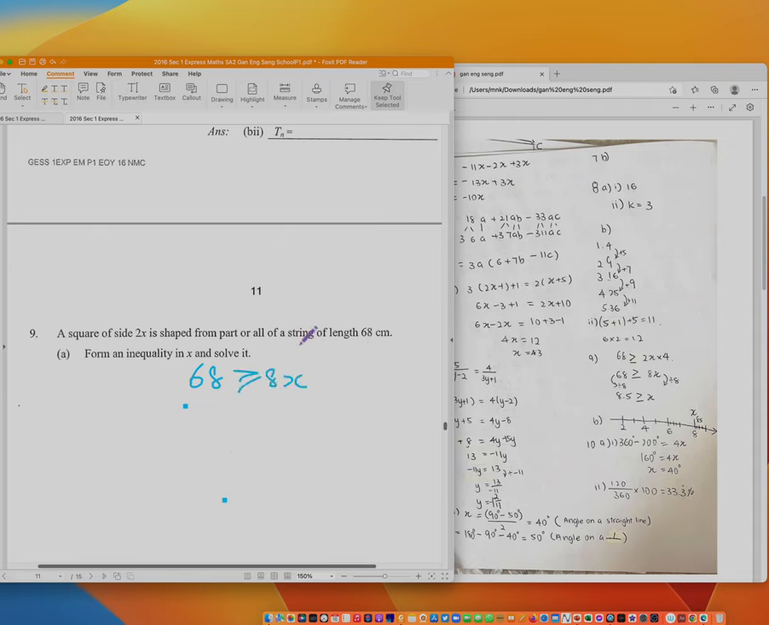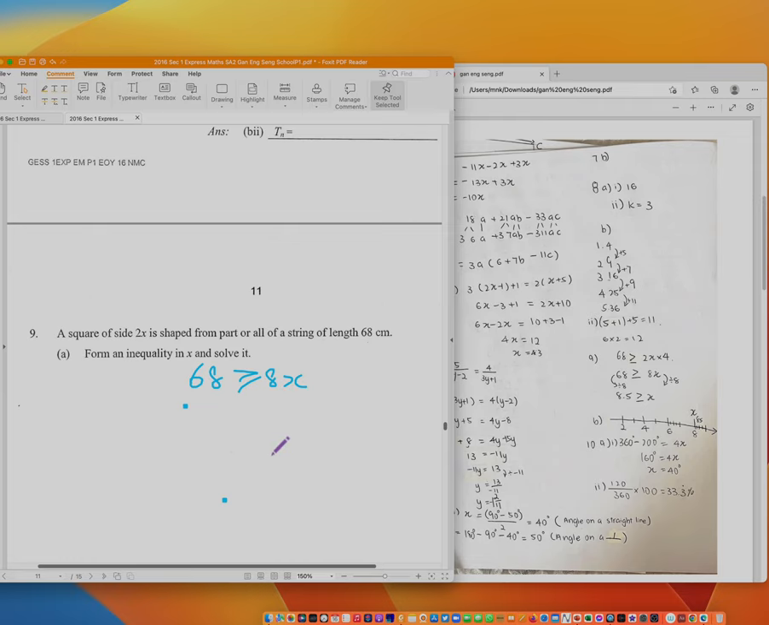A square is shaped from part or all of a string. Form an inequality in x and solve it. A square of side 2x is shaped from part or all of a string. The maximum is 68. Then it can be equal to 68. Good. So do you need to switch the sign?